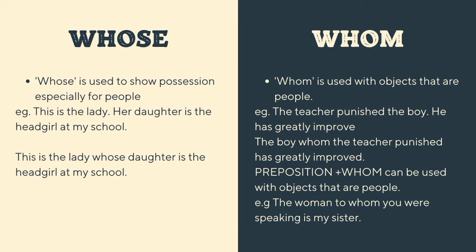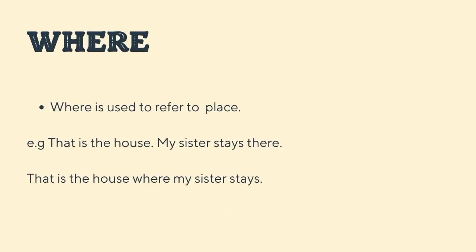Okay, the simplest one. Where. Where is used to refer to a place. Simple. That is the house. My sister stays there. How can you connect it? You can say that is the house where my sister stays. The where is expressing the place, which is the house. So that's how we use the relative clause where.